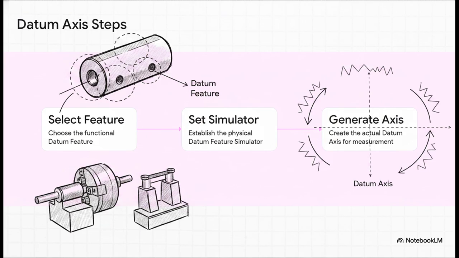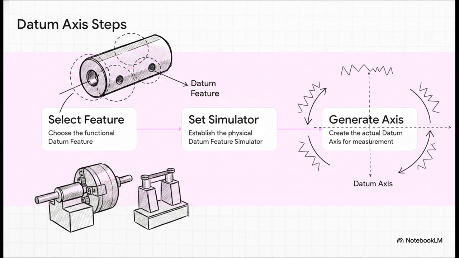Now, we have to talk about the absolute foundational element of runout, because without it, the control just doesn't work. Runout is literally meaningless without a stable reference point, and that reference point is your datum axis. Establishing this axis happens in a very specific logical progression. First up, the designer has to carefully select the functional datum feature. This needs to accurately reflect how the part actually assembles or functions in its final environment.